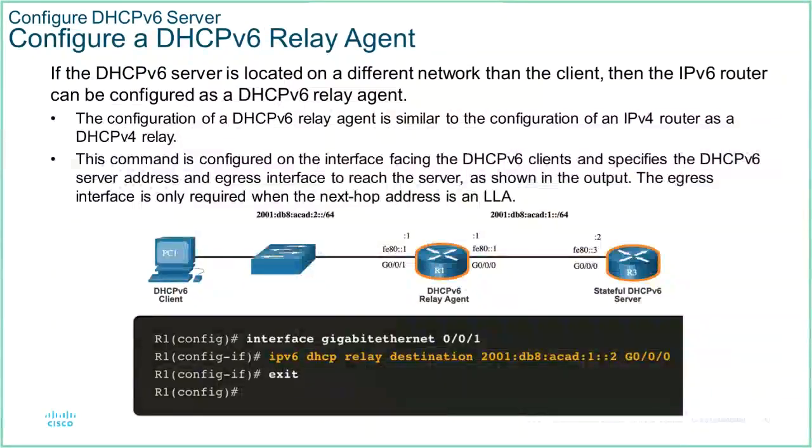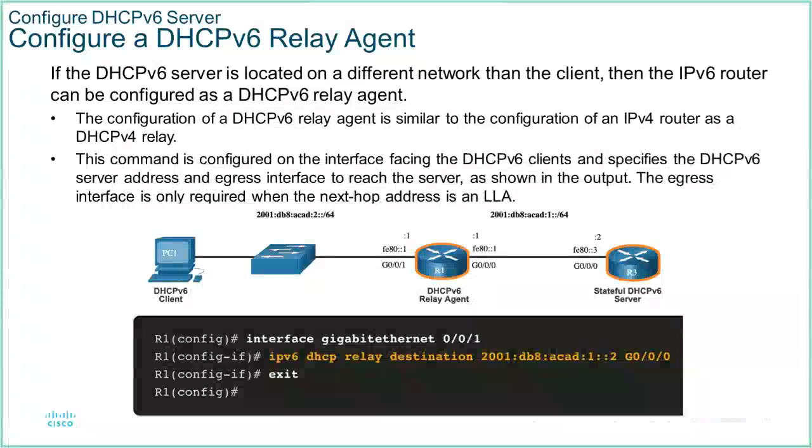As per v4, we have a relay, so we can relay those offers and so forth through our local router to our DHCP server, being that another router or a dedicated server, by using the IPv6 DHCP relay, and then we specify the destination and its address and its interface. So we need to put in a little bit more information. So we put in the server address, the egress interface.